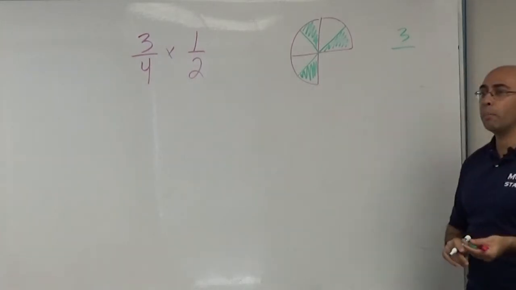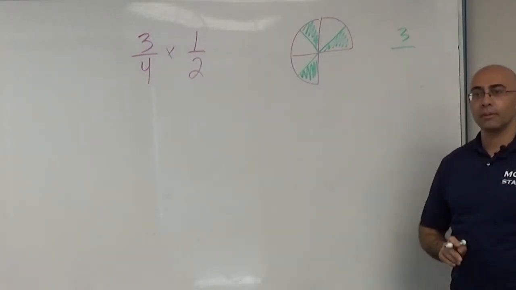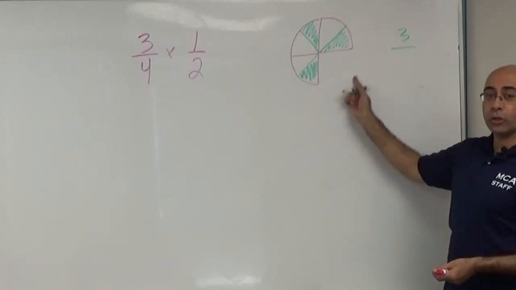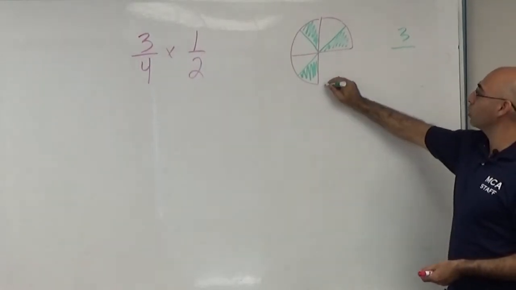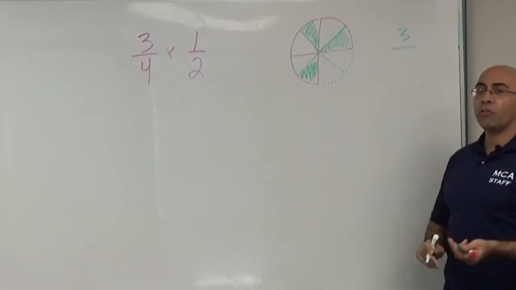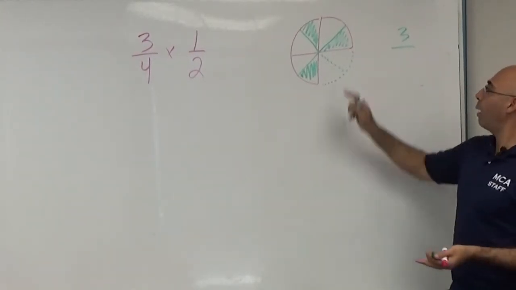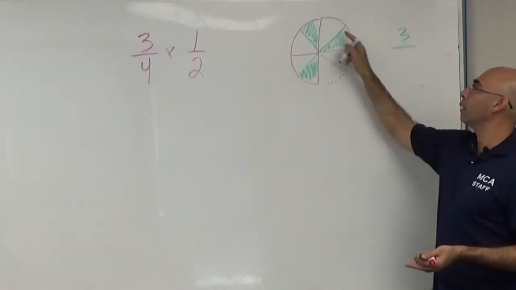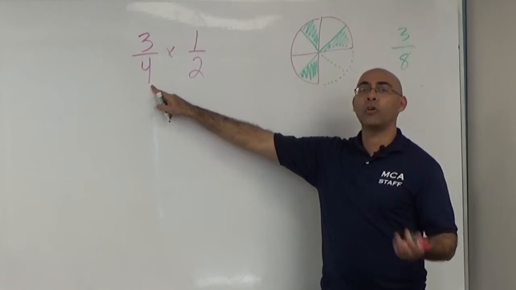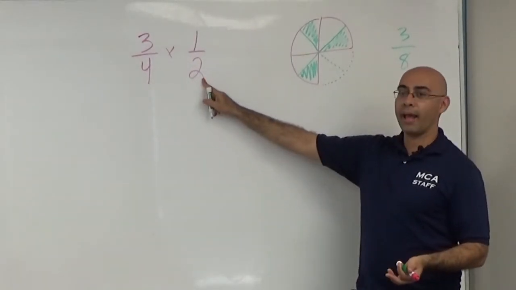Now we want to compare it to the whole shape. Is this a whole circle? No. So let's cut this guy in half. If I looked at this whole shape, how many pieces would there be? 8. Because remember, this is 3/4 of a whole piece, and we're taking half.